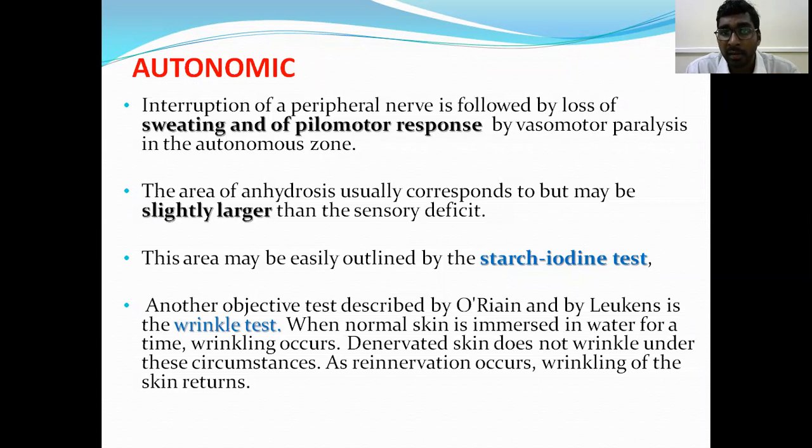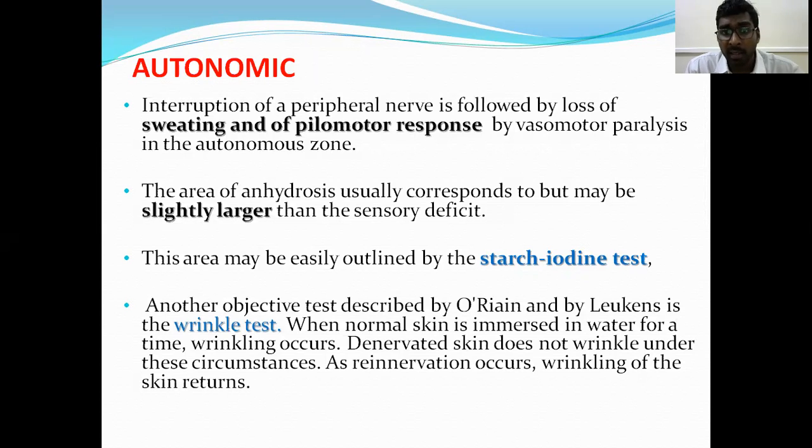The area of anhidrosis usually corresponds to, but may be slightly larger than, the sensory deficit. The area is easily outlined by the starch iodine test. What is the starch iodine test? With iodine, the starch will generally become blue. If sweating is present, the starch turns blue. There is no bluish discoloration of the starch in case of no sweating.